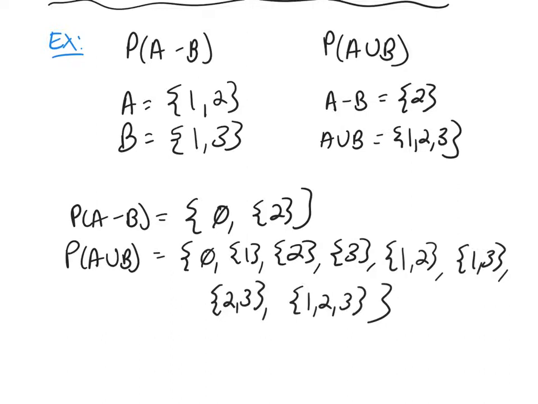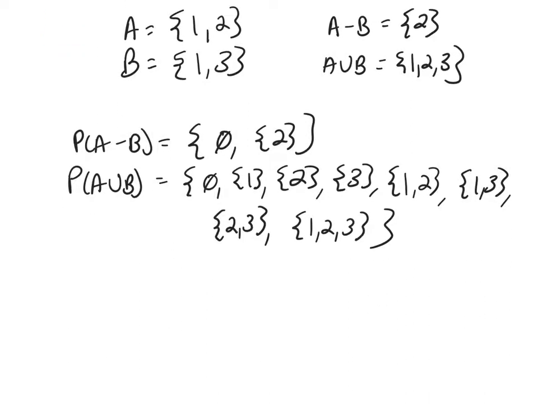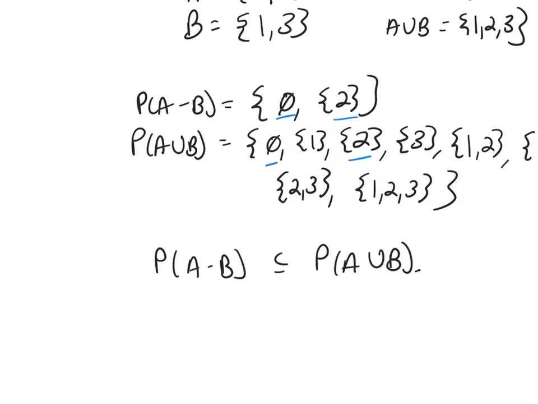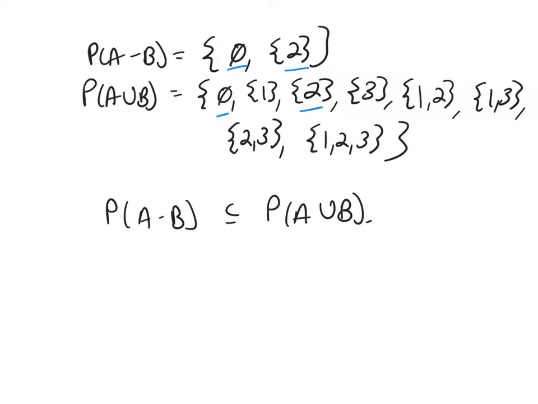All right, so now I can look at my example and I see that all the elements in the first set are also in the second set. So my guess is that the power set of A minus B is contained in the power set of A union B. And now what I want us to do is prove it. We looked at an example and this is our conjecture, but now I want us to prove this.